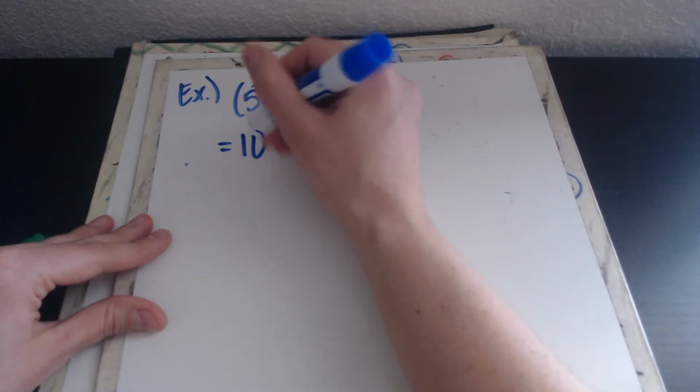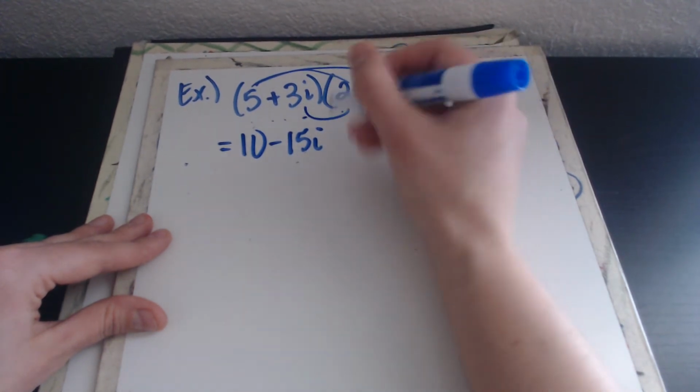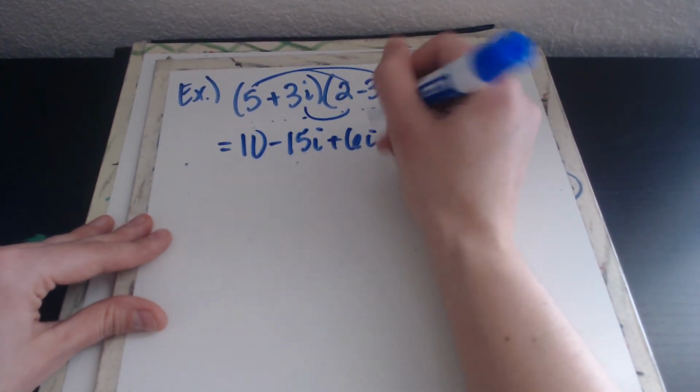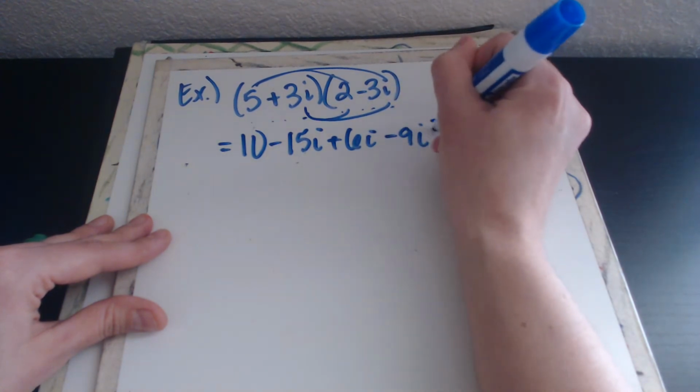5 times 2 is 10. 5 times negative 3i is negative 15i. 3i times 2 is 6i, and 3i times negative 3i is negative 9i squared.